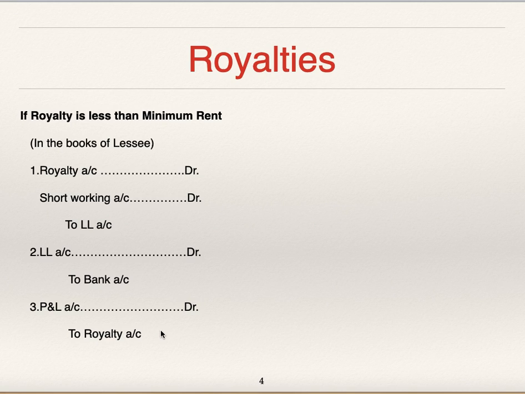In the books of landlord, royalty would be royalty receivable, short working would be short working suspense. Exactly opposite entries you are supposed to pass in the books of landlord. So first entry would be lessee account debit to royalty receivable to short working suspense. Second entry would be bank account debit to lessee, and third entry would be royalty receivable account debit to profit and loss account.